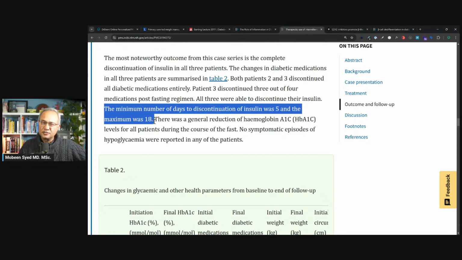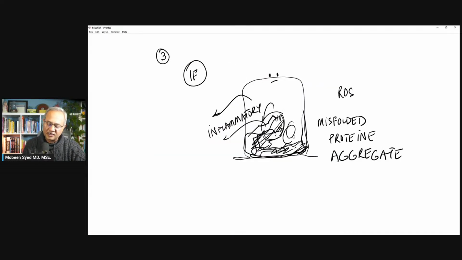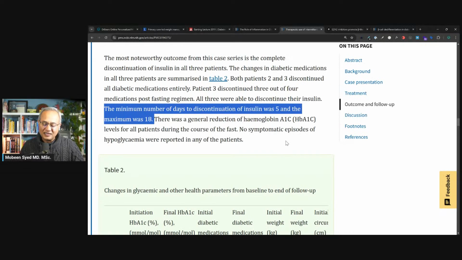Sauna causes heat shock proteins to be activated, and the heat shock proteins, when they are activated, they start autophagy. Cold treatment causes heat shock proteins to be activated, which will then cause autophagy. Right? So it's not necessary that you have to do intermittent fasting, but that is the best if you can. Otherwise, there are other ways to mimic intermittent fasting or trigger autophagy. This is your third method. There's no weight loss. Nobody's going to lose weight in 5 to 18 days, but they discontinued their insulin within 5 to 18 days of doing this.